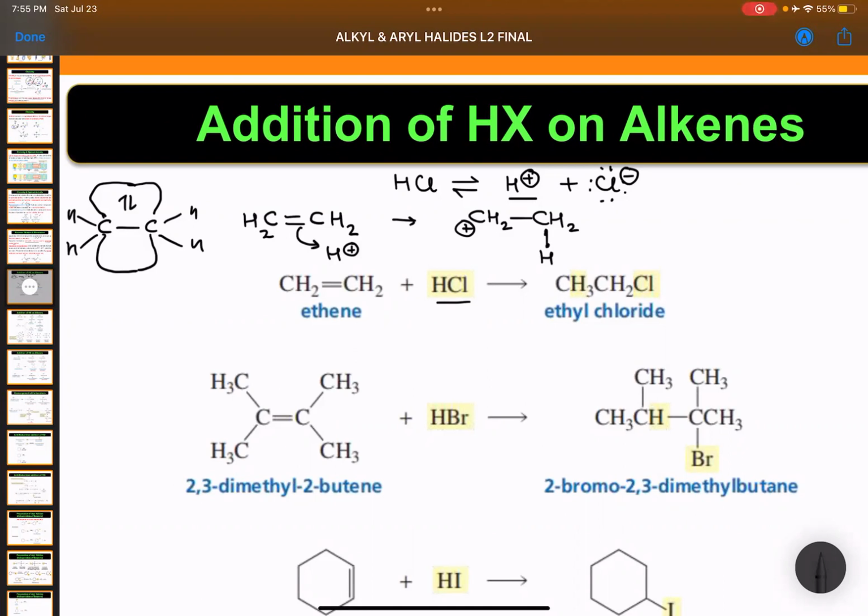And what will happen with Cl? What will happen with this plus? The Cl minus will attack. Now Cl minus can attack. Now this is electrophile, and that one, Cl minus, is nucleophile. So overall, it is an addition happening, but it is electrophilic addition reaction. Is it clear? Yes, sir. Okay.